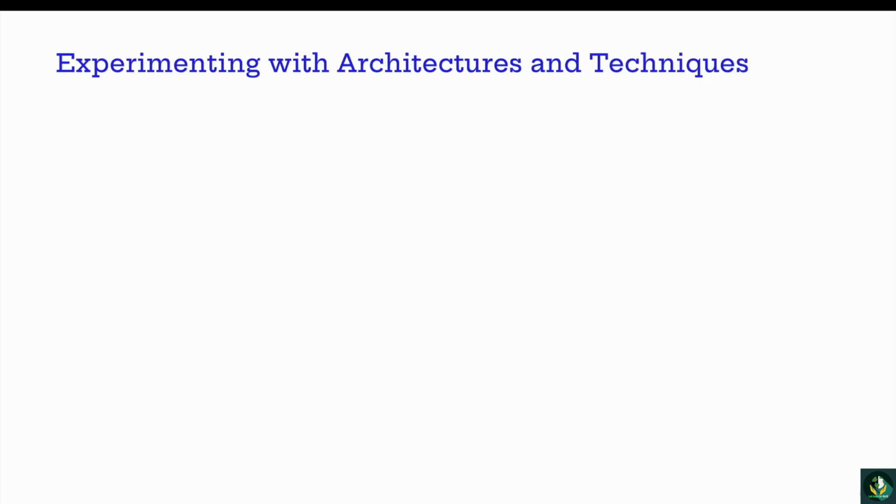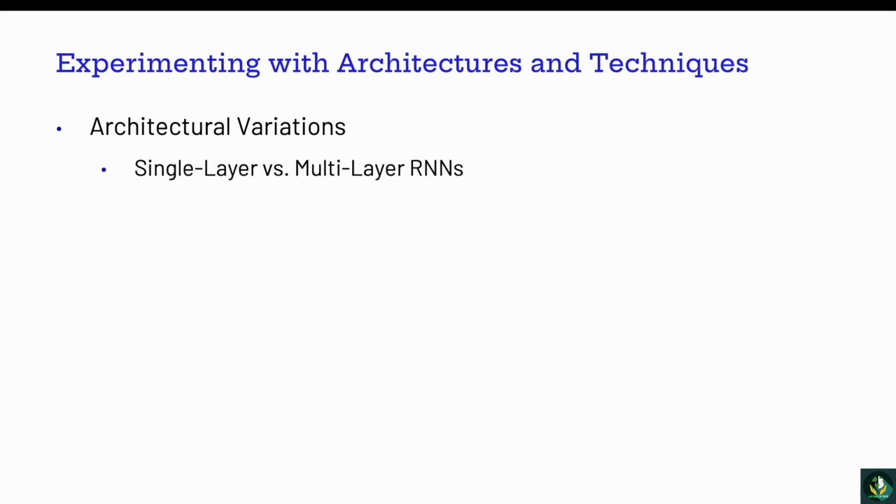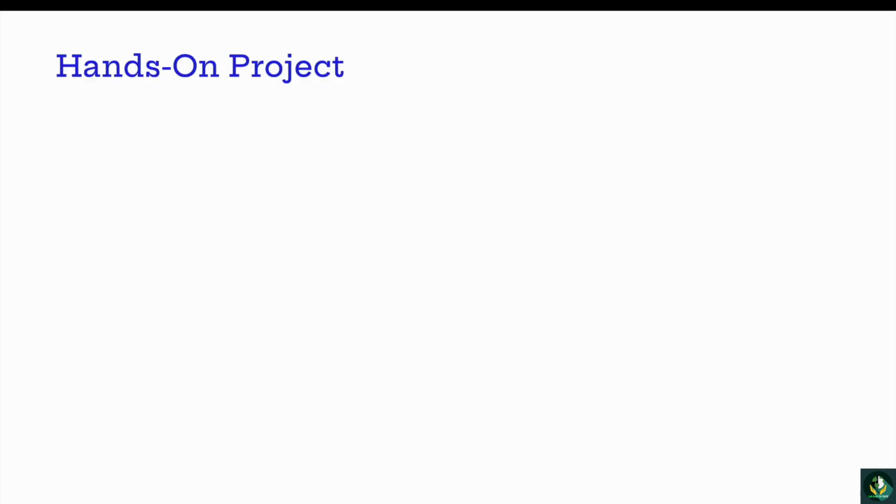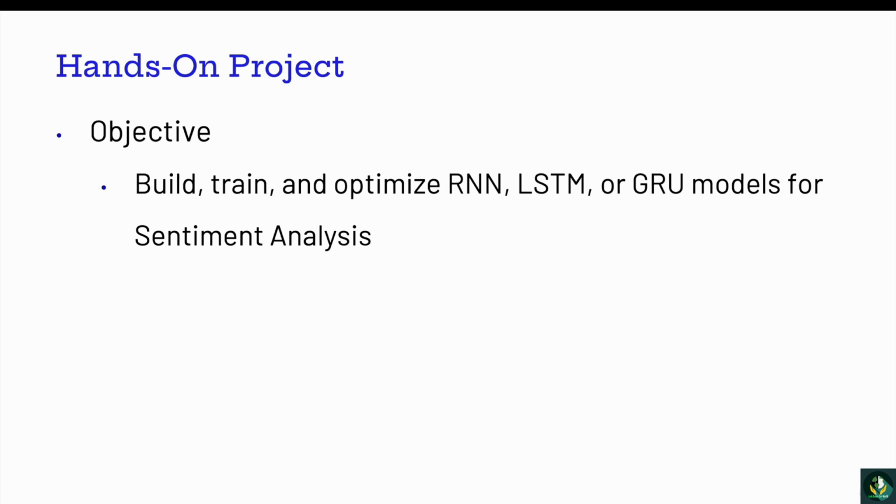Next, for experimenting with architecture and techniques, for architecture variations, we look at single layer versus multi layer RNNs, and bidirectional RNNs for improved context capture. For pre-processing techniques, we'll use tokenization, stemming, and lemmatization, and padding for sequence uniformity. So let's get started on our hands-on project for this week, which is to build, train, and optimize RNN, LSTM, and GRU models for sentiment analysis.